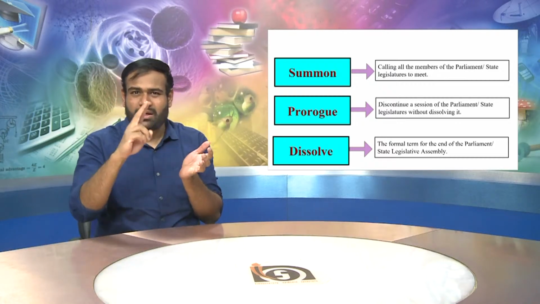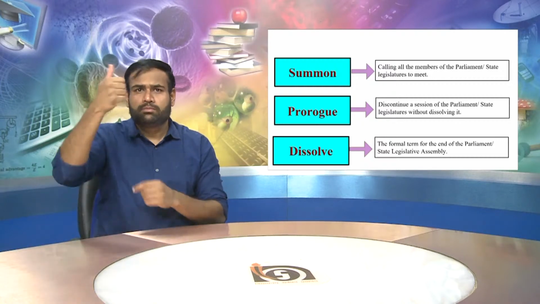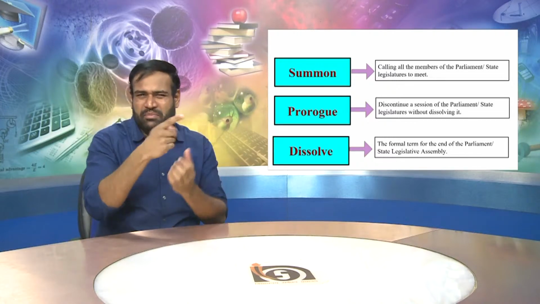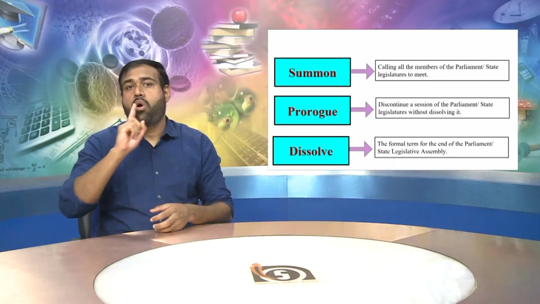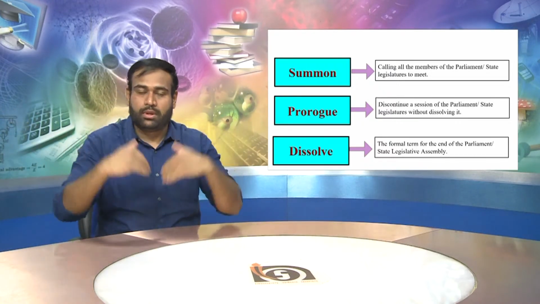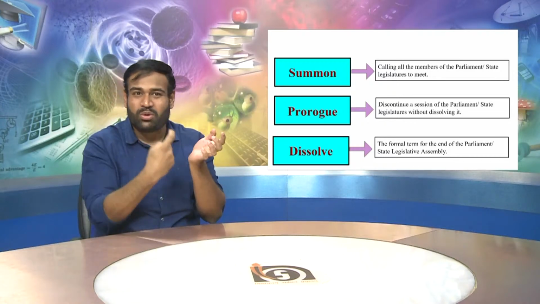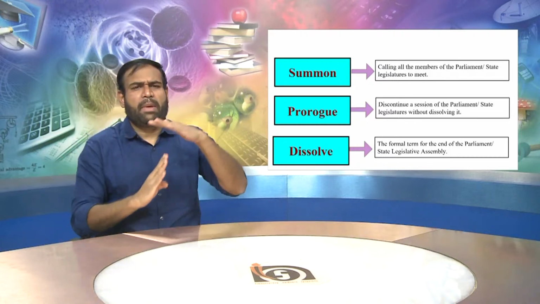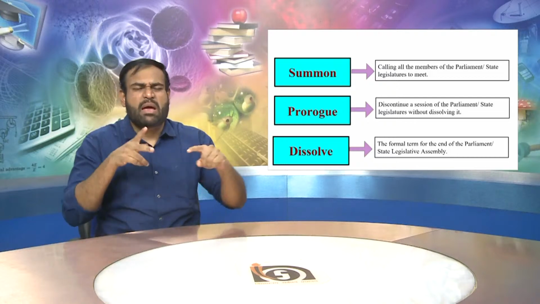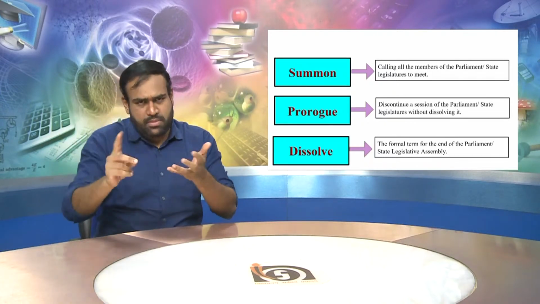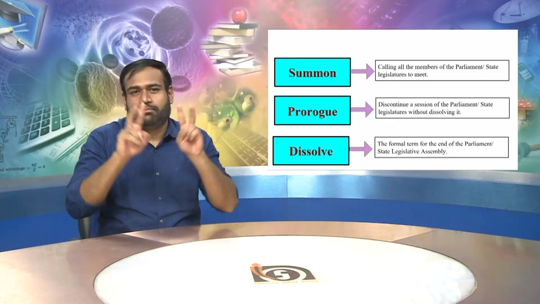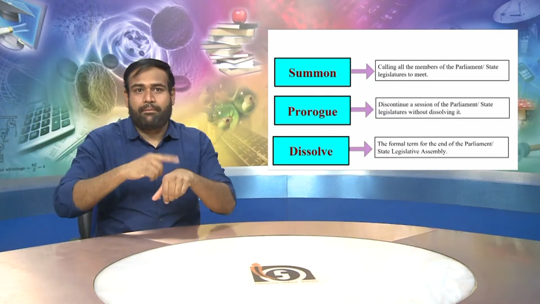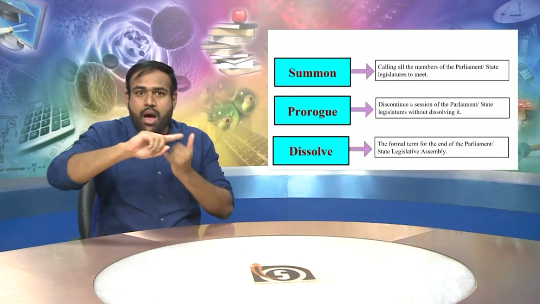Let me explain these words. First is summon. It means calling all the members of the parliament or state legislature to meet. Next word is prorogue. It means to discontinue a session of the parliament or state legislature without dissolving it, that is, ending the session midway without ending the house itself. Next is dissolve. The formal term for the end of the parliament or state legislative assembly.